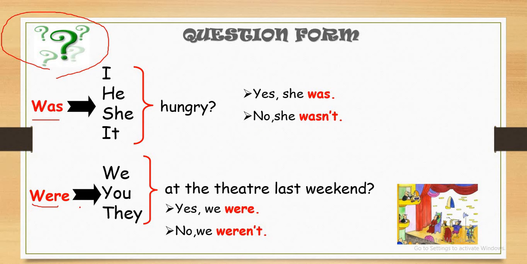Let's look at were. Question form of were. Were we at the theater last weekend? You can say yes, we were, or you say no, we weren't. Were you at the theater last weekend? Were they at the theater last weekend?